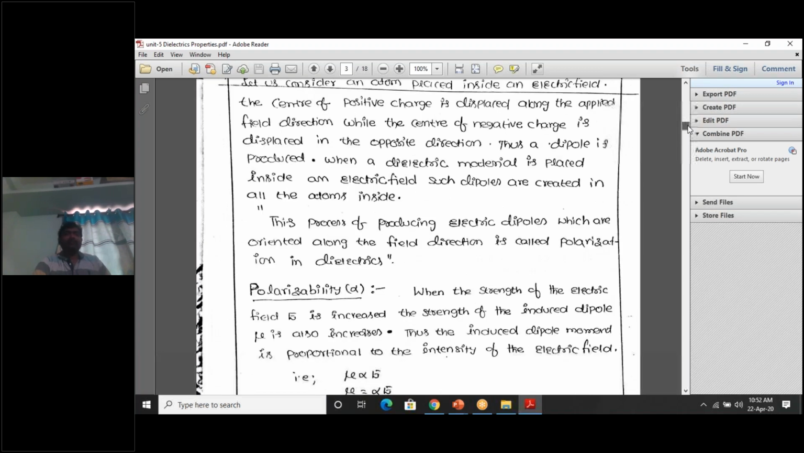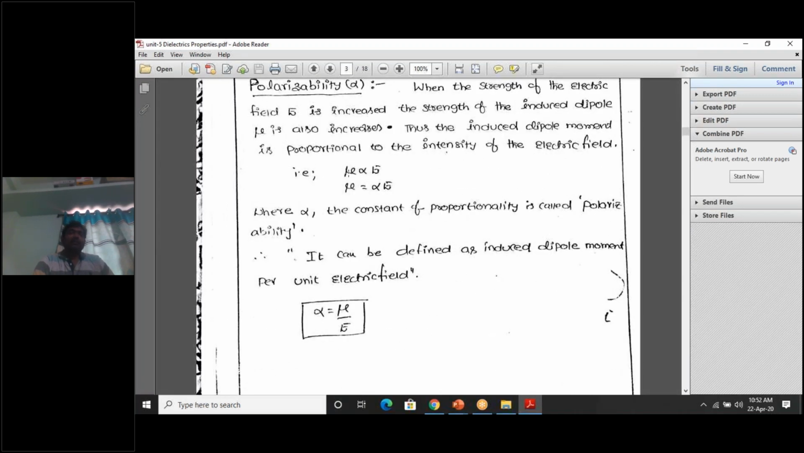Here you see, the electric dipole moment mu is directly proportional to what? The applied electric field. If you remove this proportionality, what do you get? A constant alpha. Mu is proportional to E. Mu, the dipole moment, is directly proportional to the applied electric field.